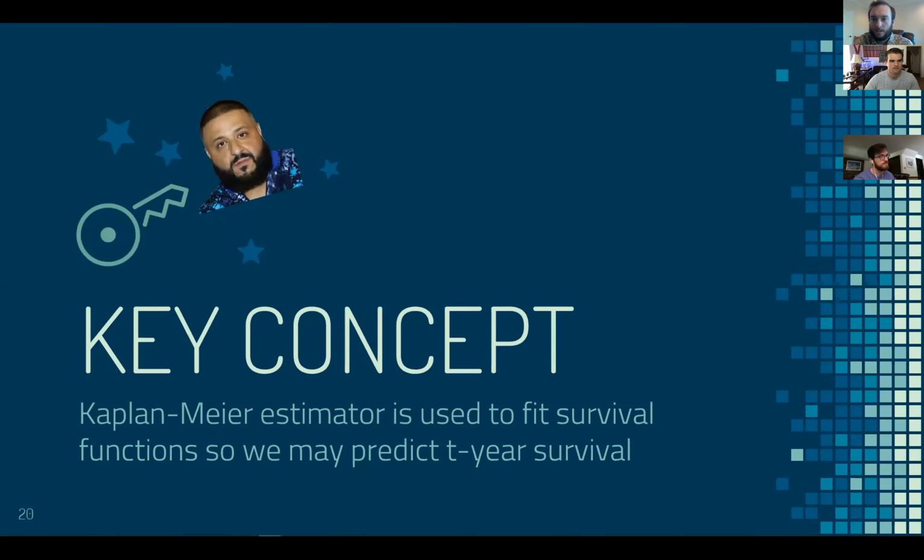Cool. Thanks, Roland, for that. High level, I know we've given a lot of information so far, but high level for Kaplan-Meier is that it's used to fit a survival function that you can then use to predict the survival probability at given points in time.